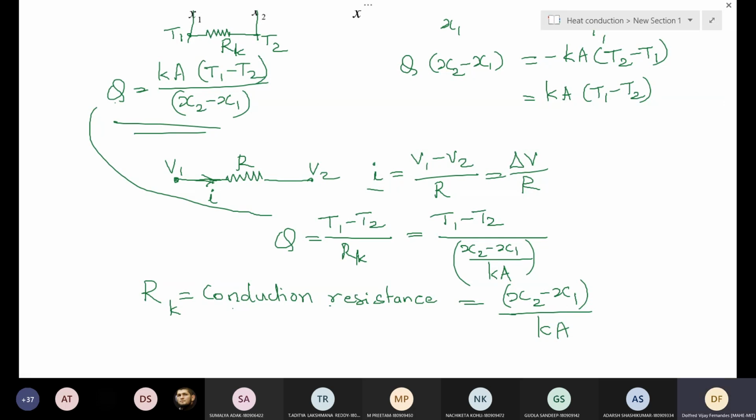Come on, tell me what x2 minus x1 will tell you. Thickness of the wall. Okay, it's the thickness of the wall. So if you increase the thickness of the wall, then the resistance will increase. Okay, so then what about the area of heat transfer? If you increase the area of heat transfer, then what will happen?